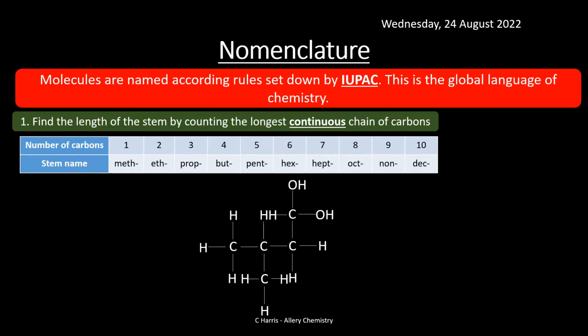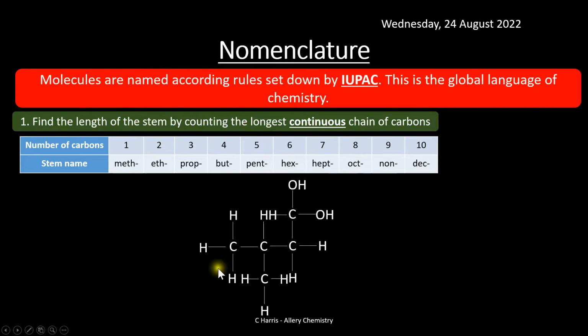So the first thing when we're looking at naming chemicals, there's a series of rules, so we're going to go through some here. We're going to find the length of the stem by counting the longest continuous chain of carbons. So here we've got the first 10 to give you a start. 1 carbon is meth, 2 is eth, 3 is prop, 4 is but, 5 is pent, 6 is hex, 7 is hept, 8 is oct, 9 is non, and 10 is dec. These are the stem names right at the start.